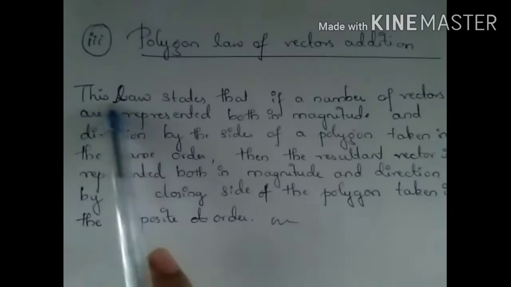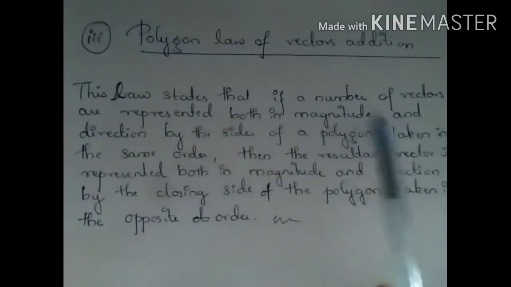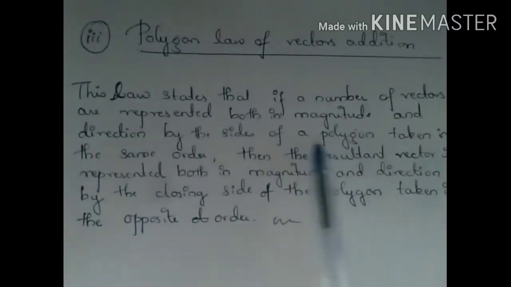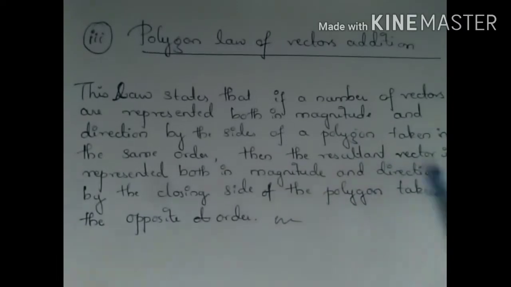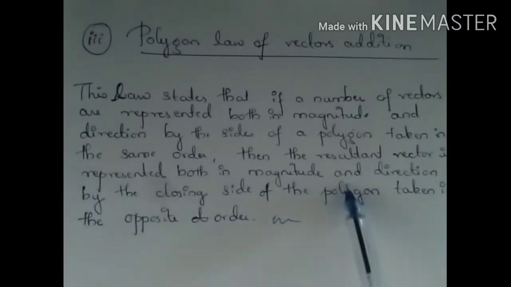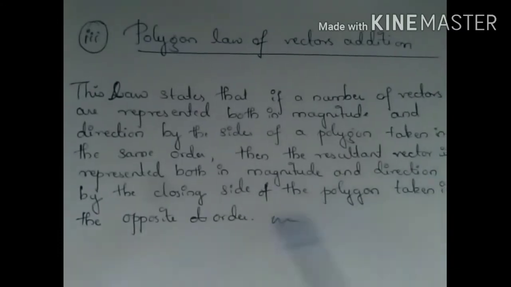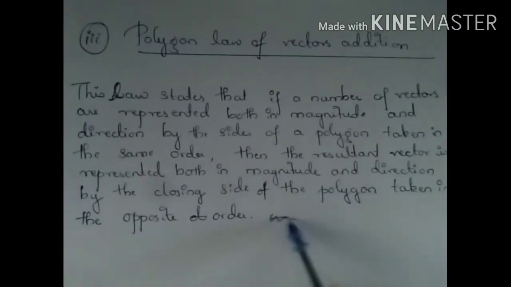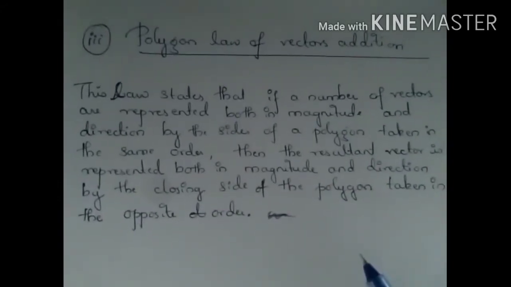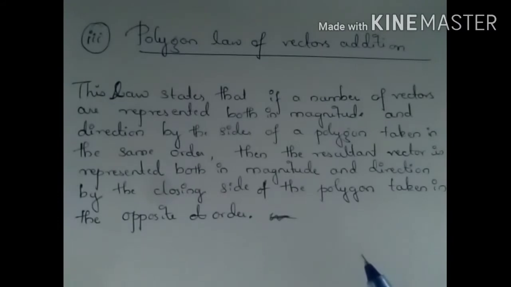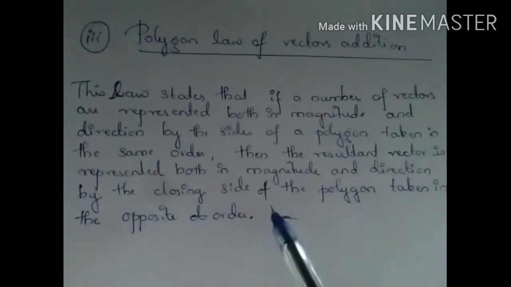This law states that if a number of vectors are represented both in magnitude and direction by the sides of a polygon taken in the same order, then the resultant vector is represented both in magnitude and direction by the closing side of the polygon taken in the opposite order. So this is the polygon law of vector addition. Let us try to understand how it works.